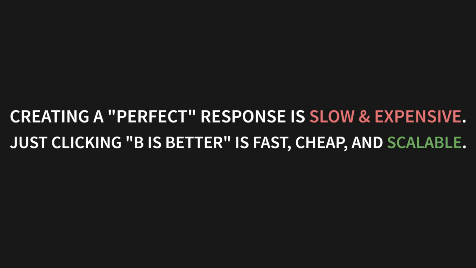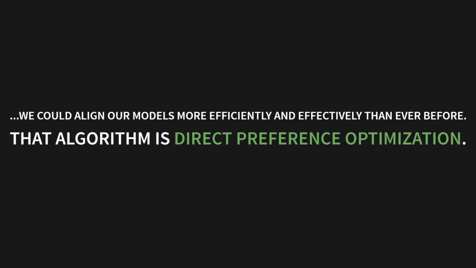So, what if we could build an algorithm that learns directly from these simple preferences? If we could do that, we could align our models more efficiently and effectively than ever before. That algorithm is direct preferred optimization. And here it is, the formula.